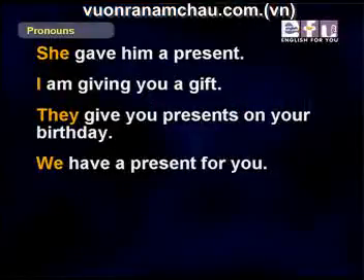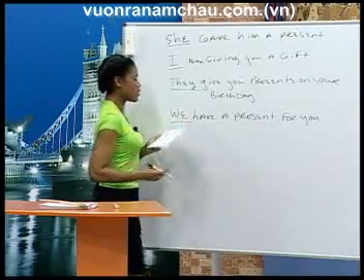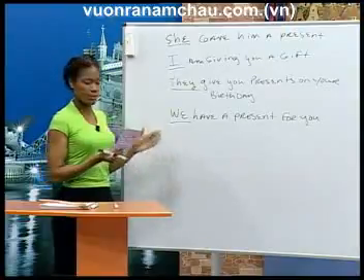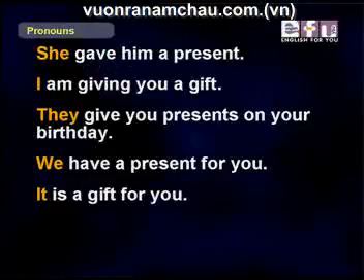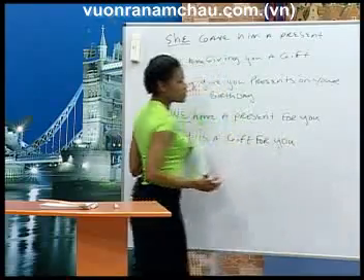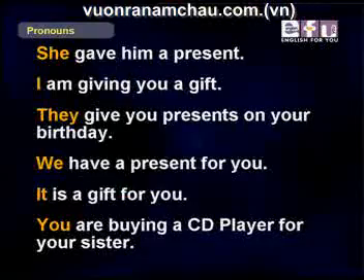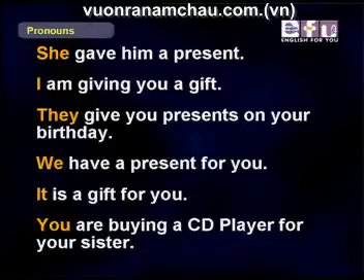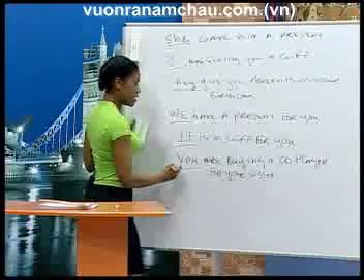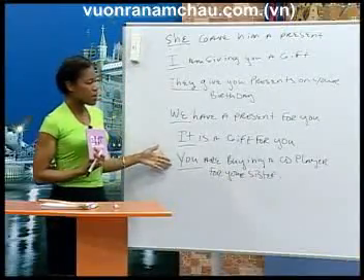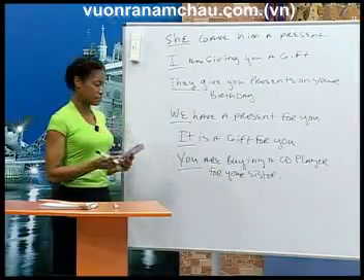Next example, we have a present for you. Subject pronoun is we. We have a present for you. It is a gift for you. Yes, even it can be a subject pronoun. So it is a gift for you. Last sentence. You are buying a CD player for your sister. Okay, subject pronoun is you. You are buying a CD player for your sister.